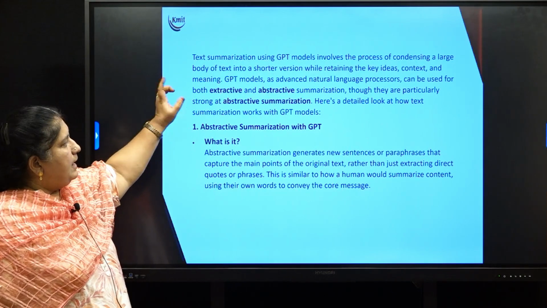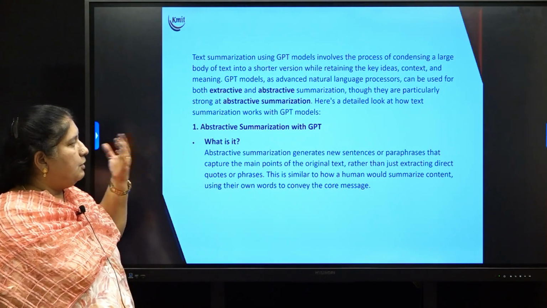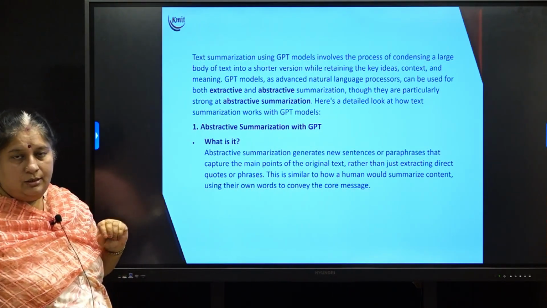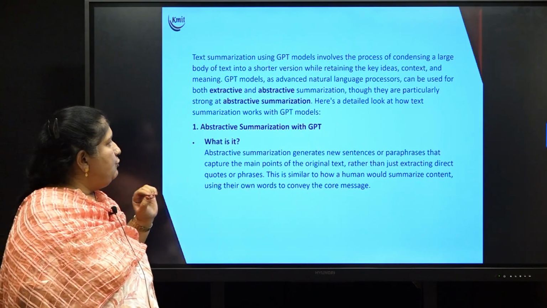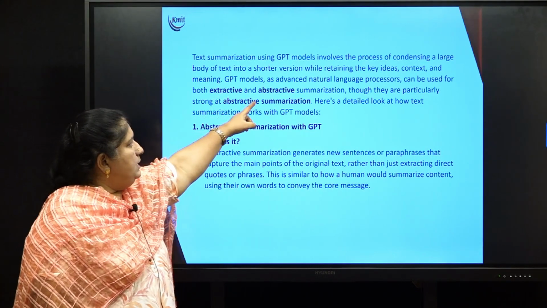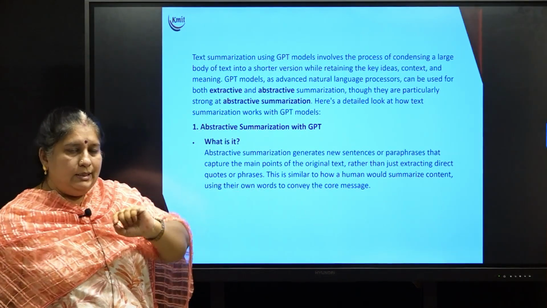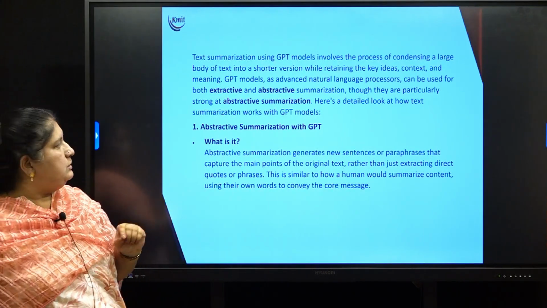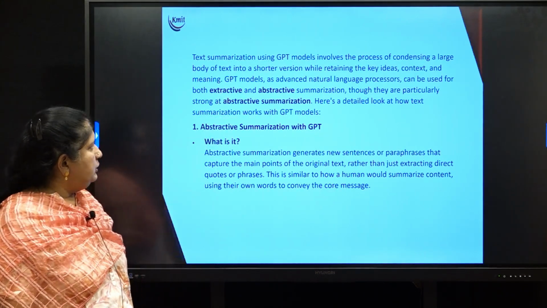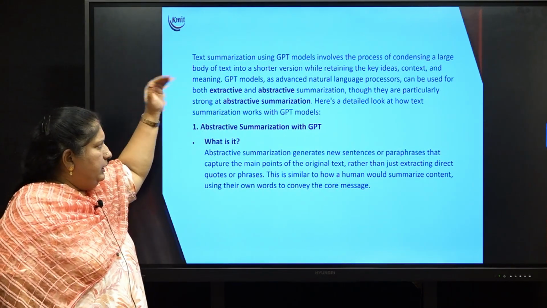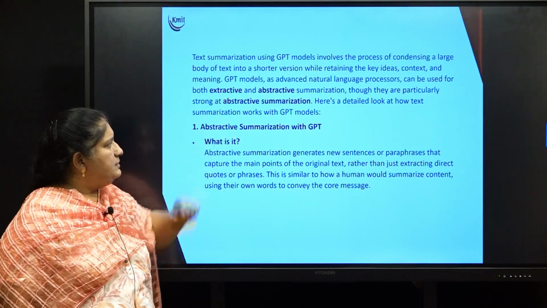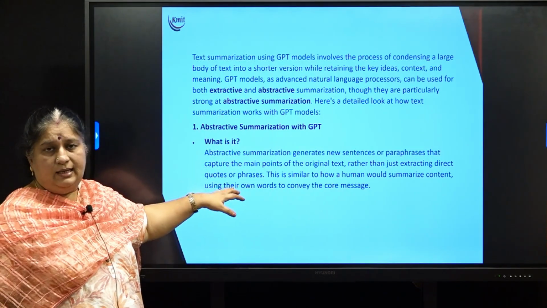GPT models, as advanced NLP processors, can be used for two types of summarization. Try to understand. Generally, we go for two types of summarization. One is extractive, the other one is abstractive. Both are a little bit near to each other in pronunciation. Just try to see extractive summarization, abstractive summarization. Of the two, the stronger one is generally considered to be abstractive summarization. Let us see what exactly they both are.